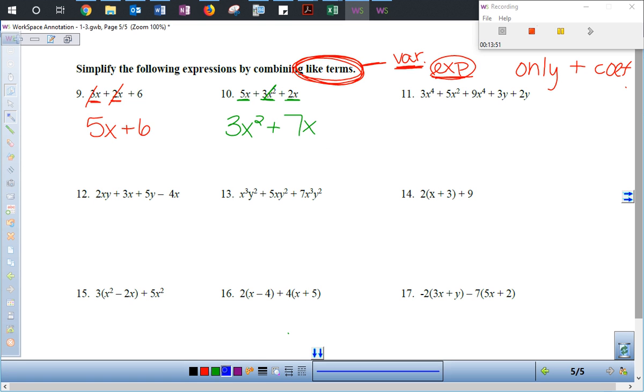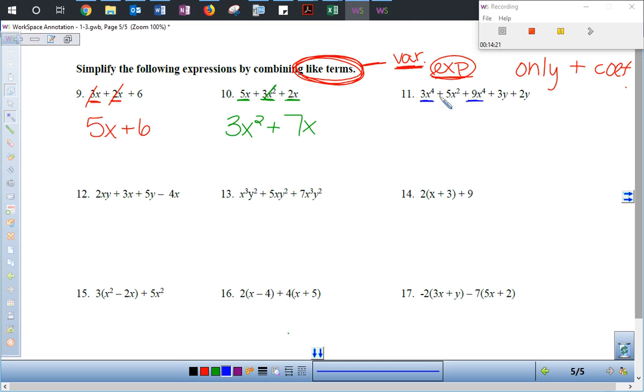On number 11, we have 3x to the fourth plus 5x squared plus 9x to the fourth plus 3y plus 2y. So I'm going to start with the biggest exponent I see, which is the fourth, and I have a 3x to the fourth right here. Now to be able to add that to something else, it has to have the exact same variable raised to the exact same exponent. I'm going to be saying that a lot today, guys. So x squared is not the same, x to the fourth is the same, y is not the same, and y is not the same.